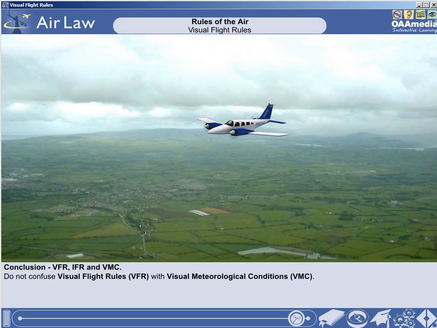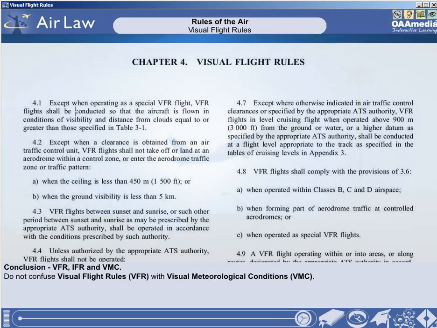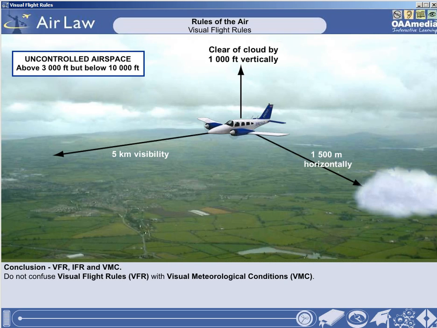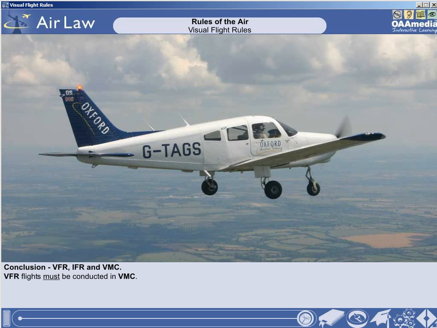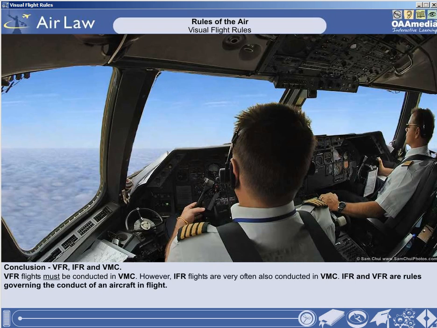That completes the lesson on the visual flight rules. As a final reminder, take care not to confuse visual flight rules with visual meteorological conditions. VFR is a set of rules, whereas VMC describes meteorological conditions defined in terms of visibility and distance from cloud. Flights in accordance with the visual flight rules must be conducted in visual meteorological conditions. However, flights conducted in accordance with the instrument flight rules are very often also conducted in visual meteorological conditions.